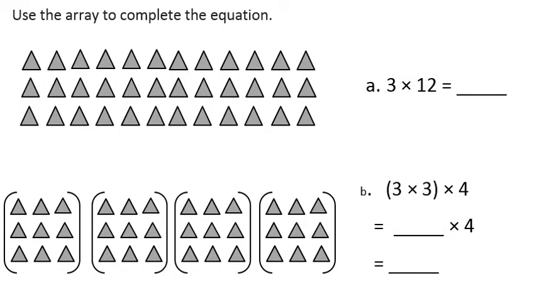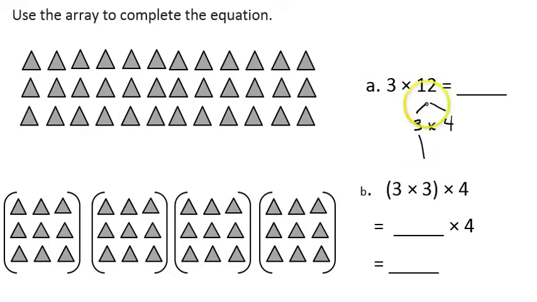The first problem is 3 times 12, and you can see the array that's been drawn as 3 rows of 12 triangles. It would be rather difficult to come up with the final answer on that because some students have a hard time skip counting by 12. So if you look below that, they've chunked those triangles into smaller groups. The reason we can do this is we can think of 12 as 3 times 4.